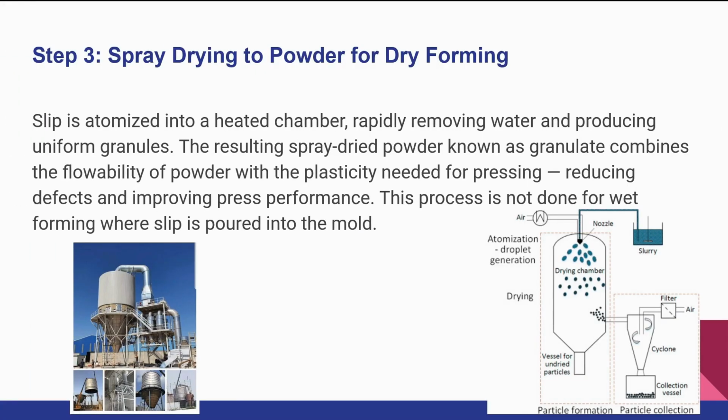Step 3. Spray drying to powder for dry forming. Slip is atomized into a heated chamber, rapidly removing water and producing uniform granules. The resulting spray-dried powder, known as granulate, combines the flowability of powder with the plasticity needed for pressing, reducing defects and improving press performance. This process is not done for wet forming, where slip is poured directly into the mold.